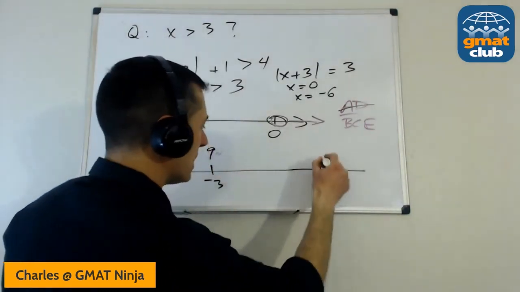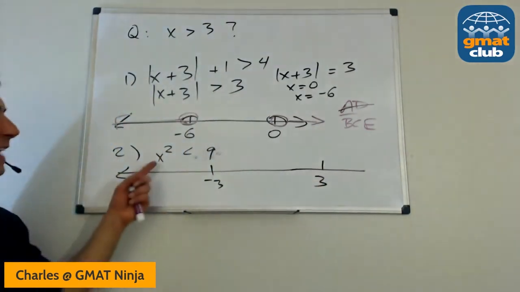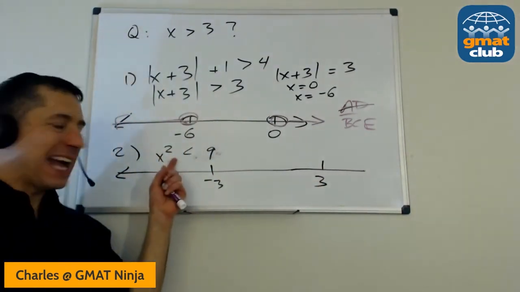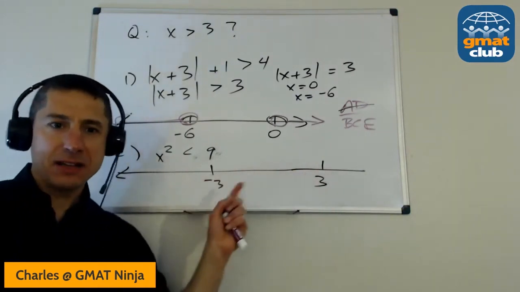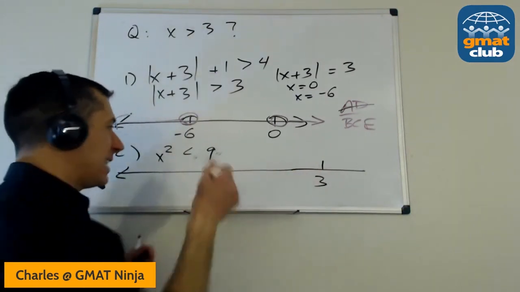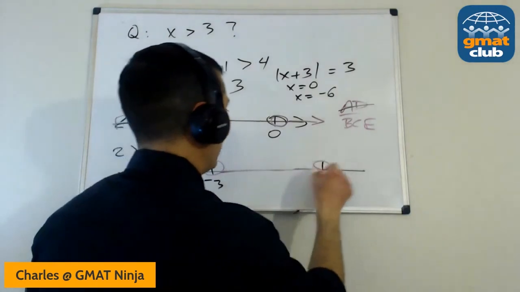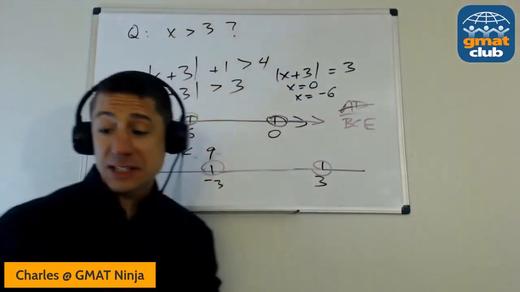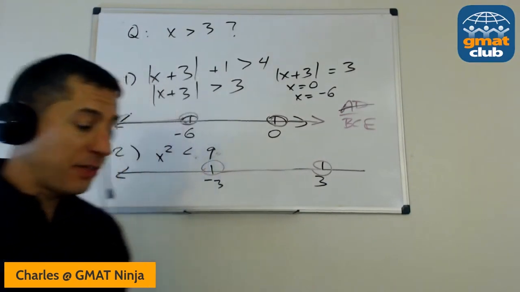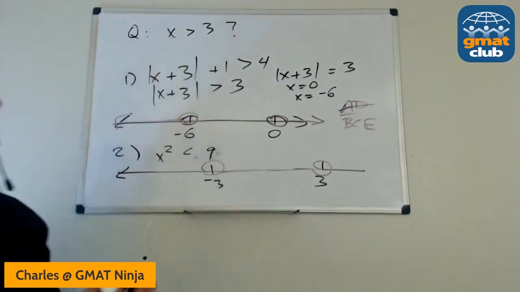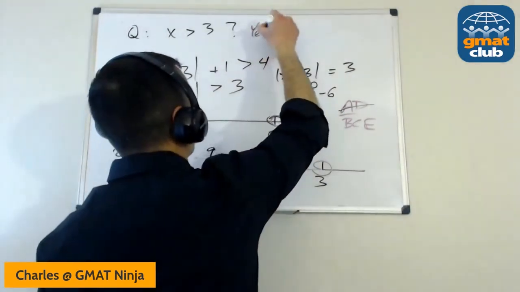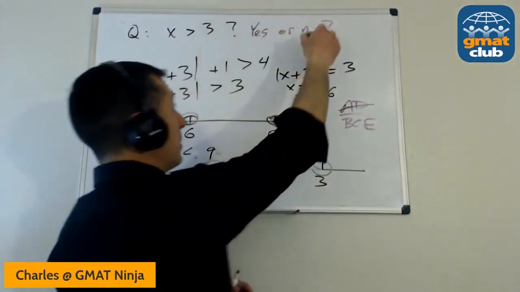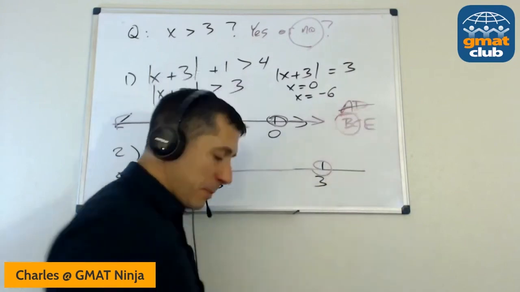And I'll try to more or less line it up here. So if x squared is less than 9, what do I know? I know that x has to be between -3 and 3. Great. If that's the case, do I know whether x is greater than 3? Yeah, I do. I actually know for a fact that it is not greater than 3. The answer to my question, it's a yes/no question, and I know from statement 2 alone, I know the answer is no. So my answer is B.